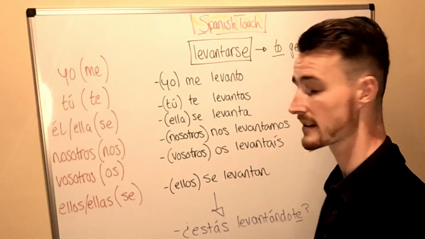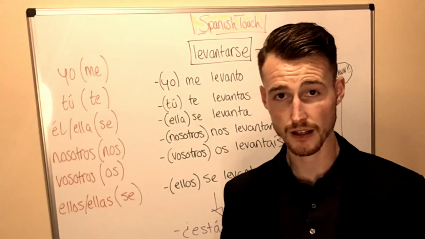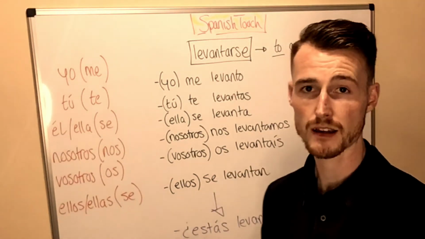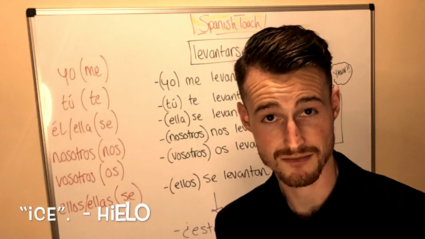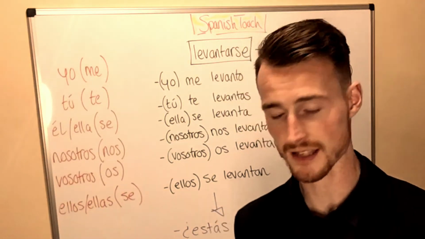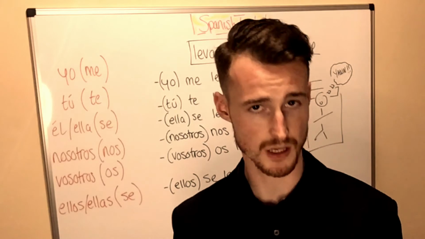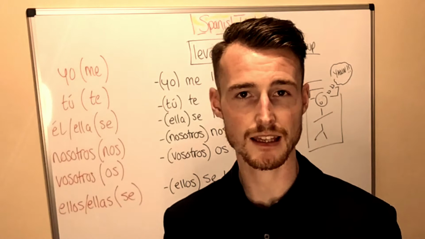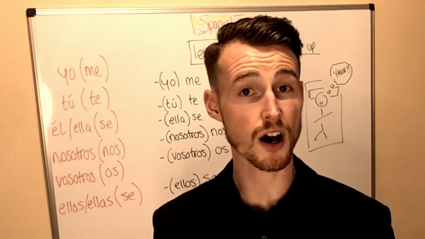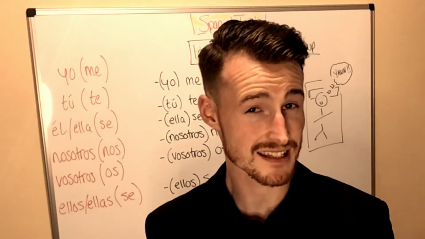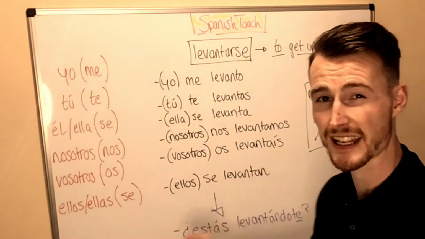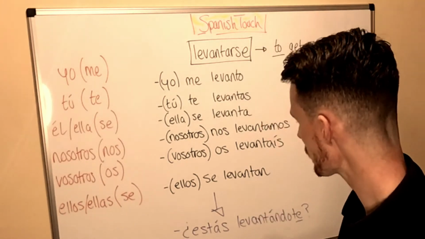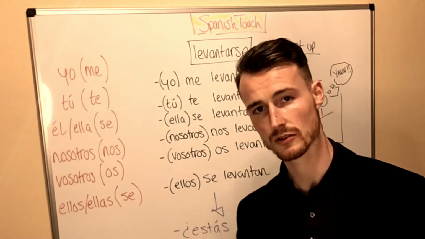Okay, os levantáis. A quick little tip. When we are using vosotros in Spanish, levantáis, my tip is to pronounce ice, okay, like hielo in Spanish. Ice, like a cube of ice, okay, what you put in a nice, cool, summery drink. That helped me memorize the difference between the A and the E and the I verbs, okay? E and the I verbs are like ace, whereas here it's like an ice ending. Os levantáis, yeah?